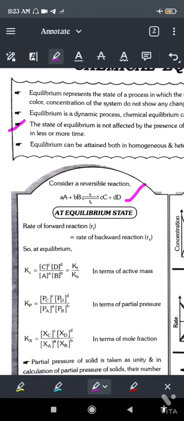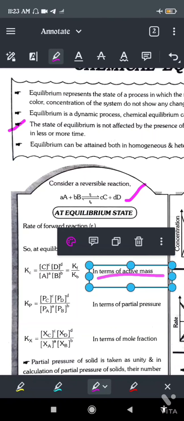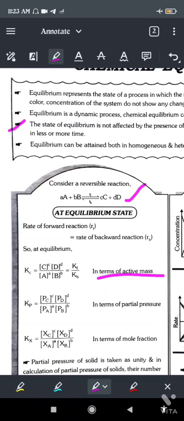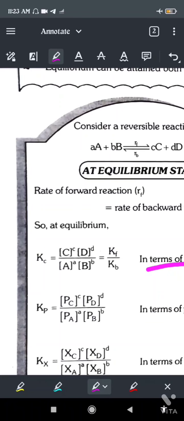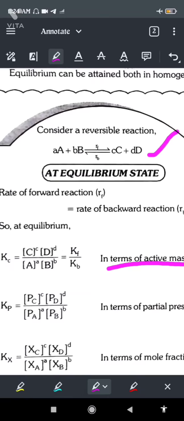So at equilibrium, if we want to calculate the equilibrium constant in terms of active mass, then the formula will be Kc equals concentration of C to the power small c, where c is the number of moles of product C, concentration of D to the power small d, divided by concentration of A to the power small a and concentration of B to the power small b.